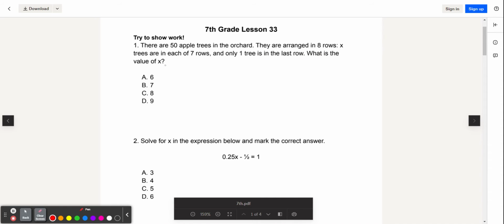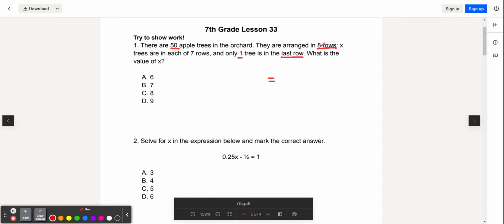So these problems are similar to ones we did last week, where we have a total divided into a certain number of rows or groups, but one or more of the rows are different. In this case, the last row only has 1 tree, and the other 7 have X. Now, the total is equal to the sum of the parts. A simple concept: 1 plus 2 equals 3, 1 cookie plus 2 cookies is 3 cookies.